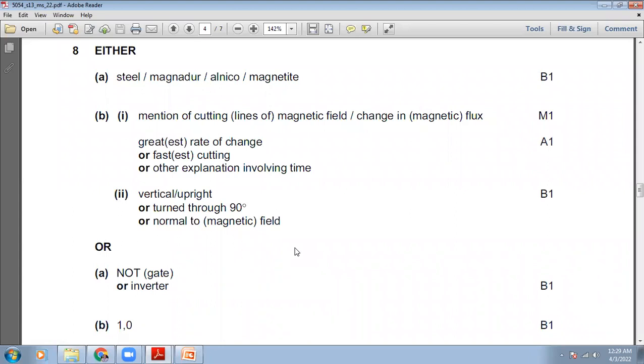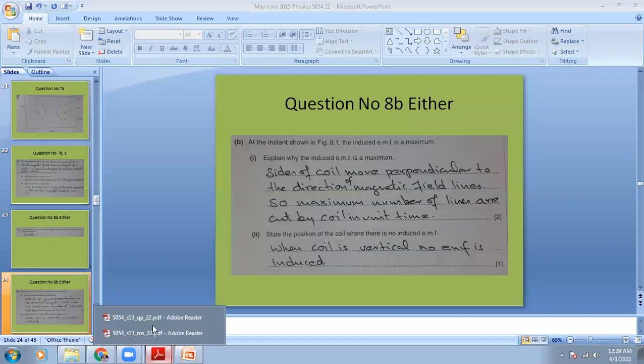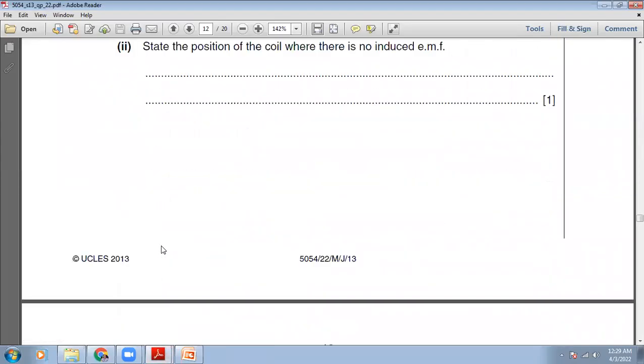It says mention of cutting the lines of magnetic field, change in the magnetic flux, greatest rate of change of, or the fastest cutting, or other explanation involving the time. Vertical, upright, or turned through 90 degrees, or normal to the magnetic field. Yes, our answer is right. Okay, so next part.